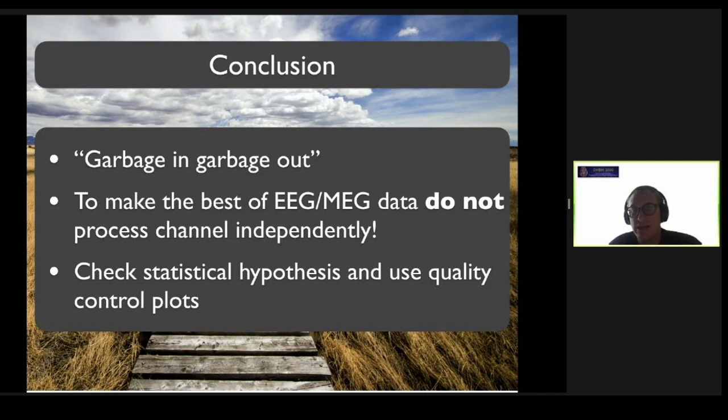So stop looking at EEG and MEG sensors one sensor at a time. You're not helping by doing this. And again, check your statistical hypothesis and use quality control plots and metrics to make sure that you're on the right path.